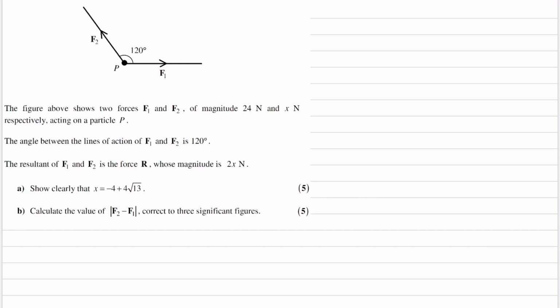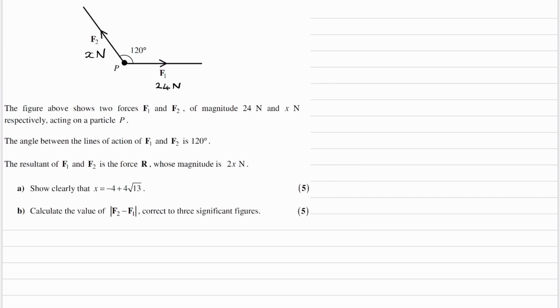We have two forces. One is of magnitude 24 newtons, that's F1. So this is 24 newtons. And the other one has a magnitude of x newtons, so I'll draw that here. And then we're told that the angle between them is 120, so that's given to us. We're told the resultant of the two forces is R, and that magnitude is 2x.